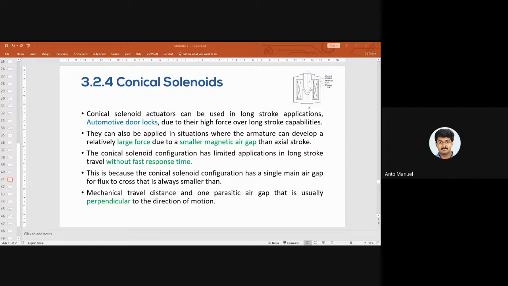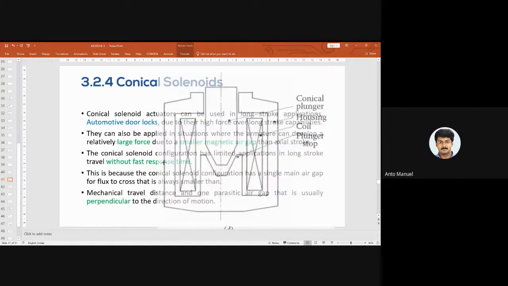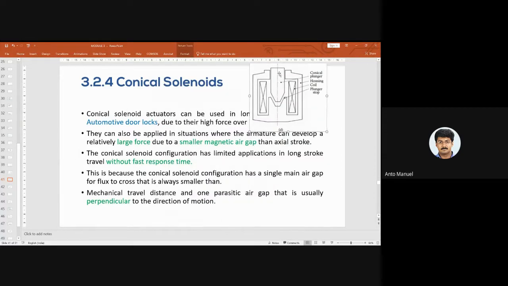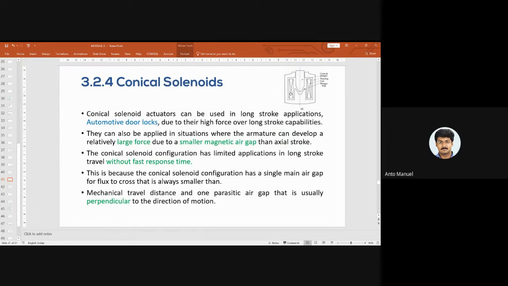The mechanical travel distance and one parasitic air gap are usually perpendicular to the direction of motion. The diagram reflects the conical solenoid, which consists of a conical plunger, a housing, a coil, and a plunger stopper, and the air gap is also not uniform. This architecture is named the conical solenoid. The structure of the plunger is in the form of a conical structure, and that's why it is named the conical solenoid.